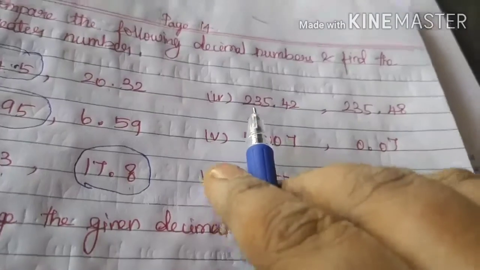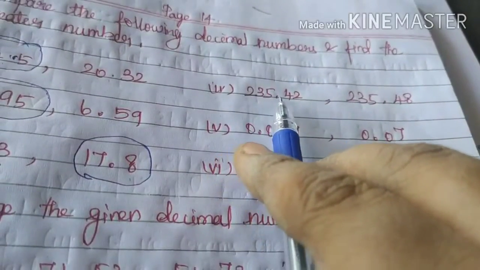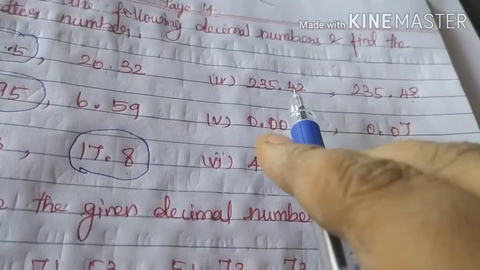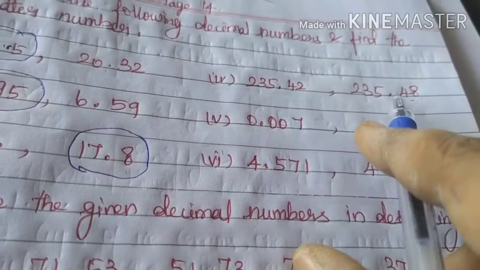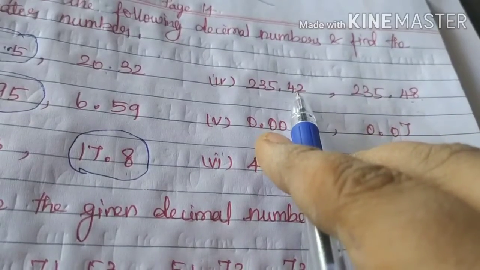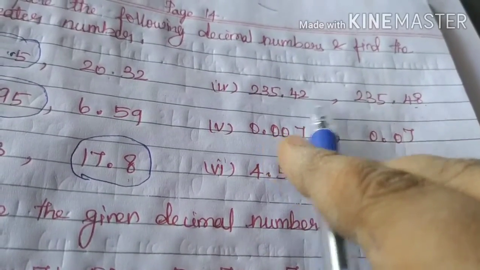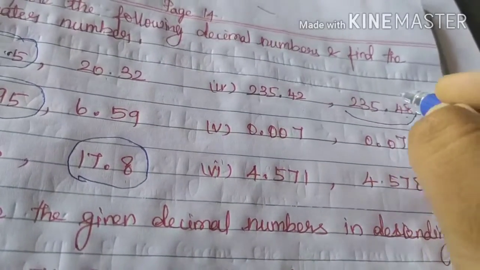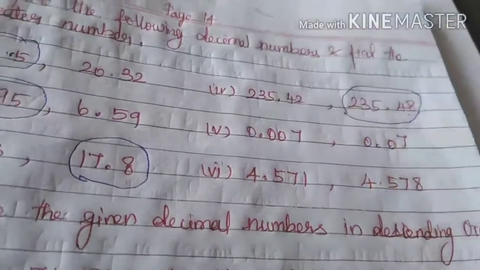Okay, next, 235.42, 235.48, which is greater here? The 10th place is equal, then in the 100th place there is 2 and in the 100th place there is 8, so 8 is greater, so I have to circle this.